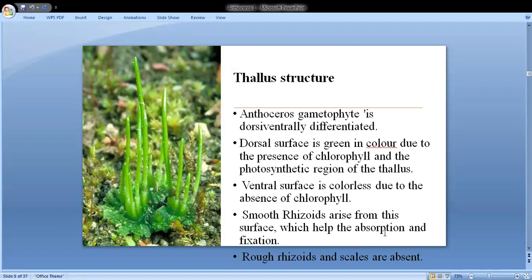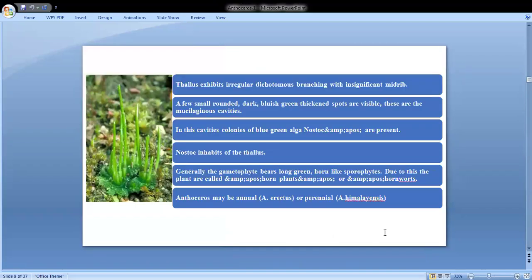What are the special characters you have observed? Okay, clear? Jayanth Reddy, Maunika.